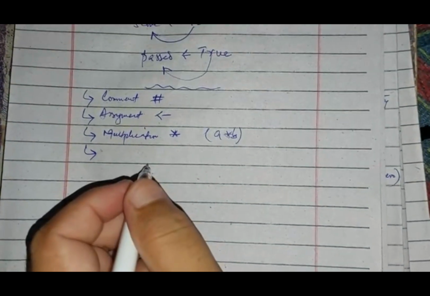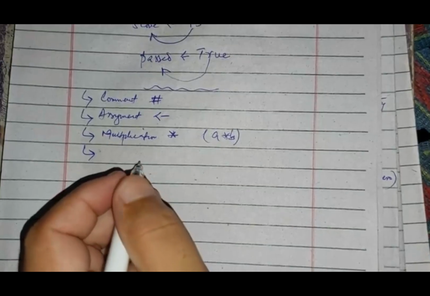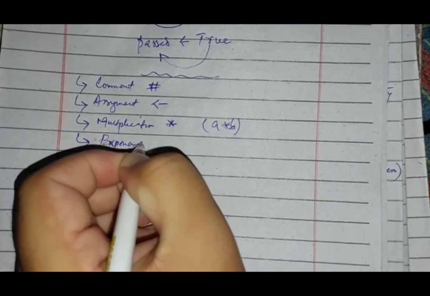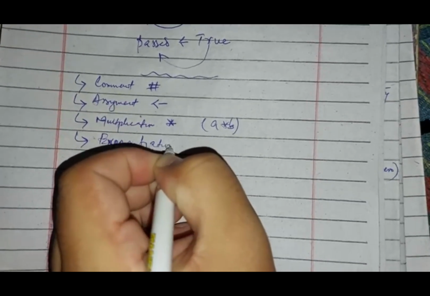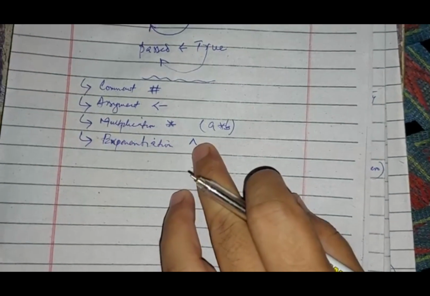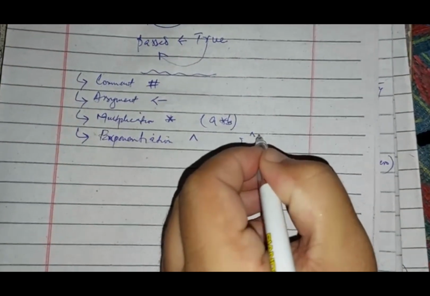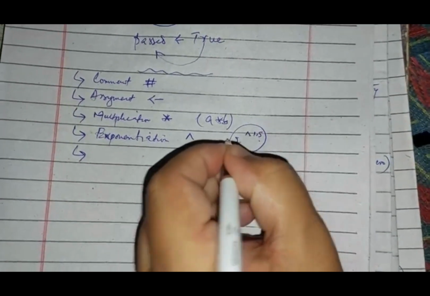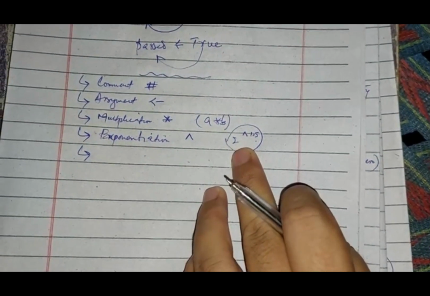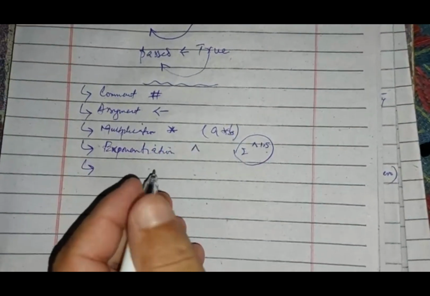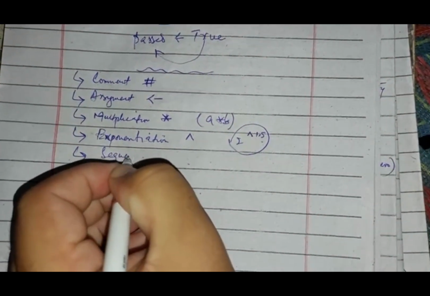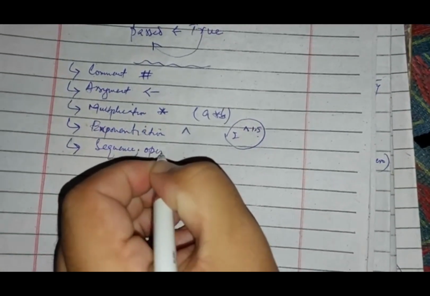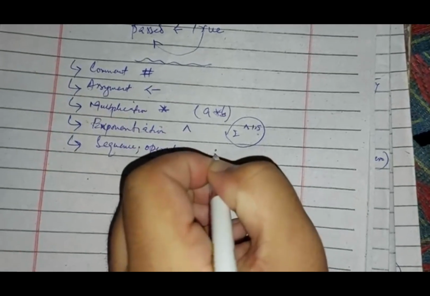Okay, other than that we have exponentiation. It is done with this sign, like 2 raised to the power 1.5. We write it like this in the R language. Now the other one is the sequence operator. This is the colon.